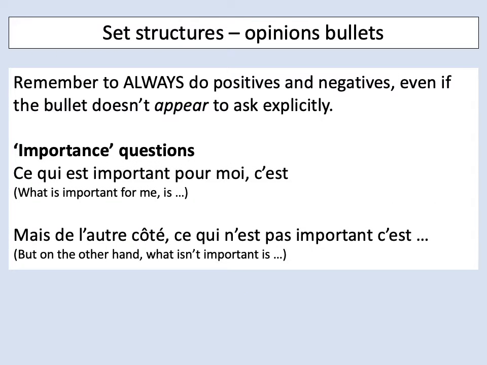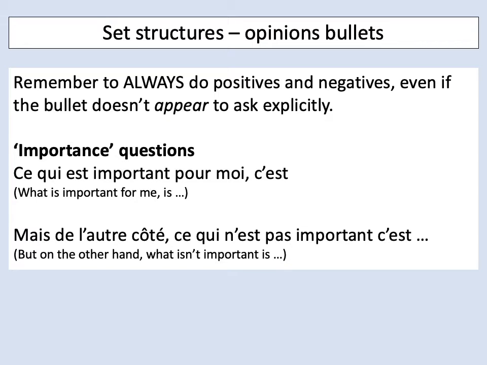Starting with the opinions bullets, so you're going to have one bullet that's going to generally be about opinions, and there are perhaps 3 different styles that come up commonly. I'm waiting for the day that they throw in just a random style that they've just thought up, but for now, generally, there are 3 different types of opinion bullet that you may get. Remember, always do positives and negatives, even if the bullet doesn't appear to explicitly ask you that.